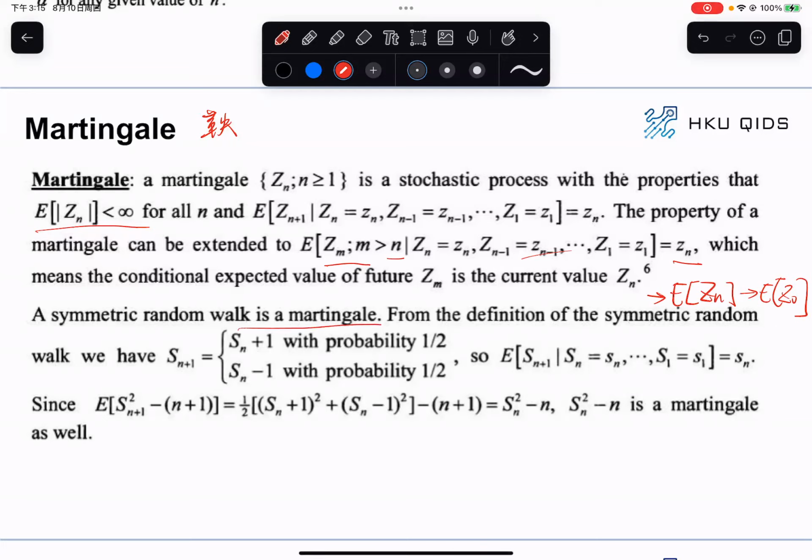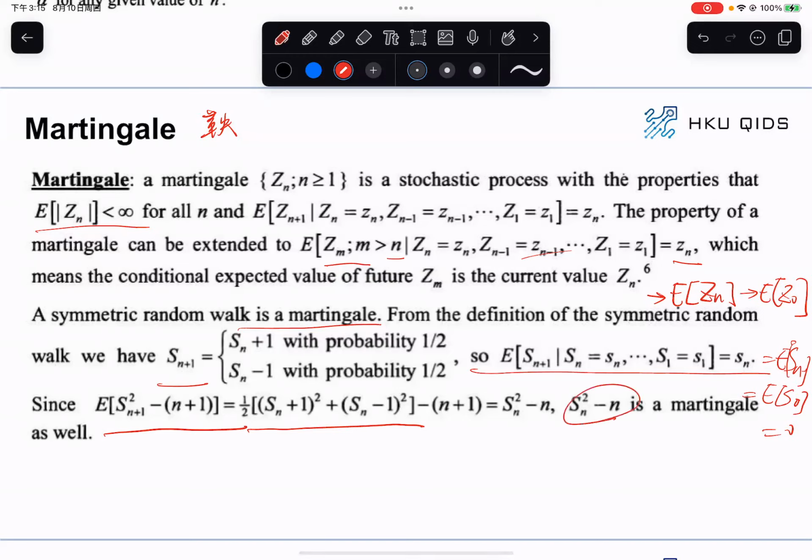From the definition, we have that S_{n+1} is going to be the same as S_n, and all the way back to S_{n-1}, down to the expected S_0, which is S_0. Similarly, by mathematical calculation, we can find that S_n squared minus n is also a martingale.